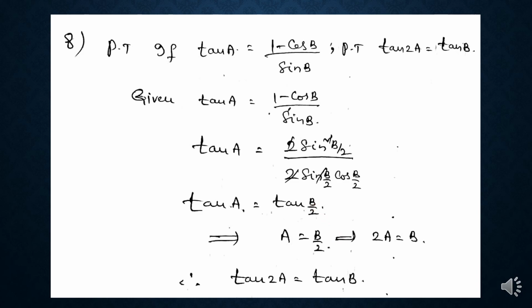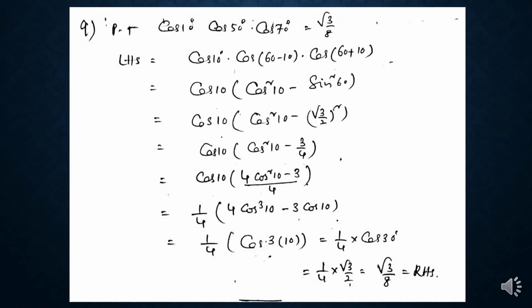Next problem. Cos 10 degrees into cos 50 degrees into cos 70 degrees is equal to root 3 by 8. So to prove this, the product is root 3 by 8. Let us write 50 degrees as 60 minus 10 and 70 degrees as 60 plus 10.